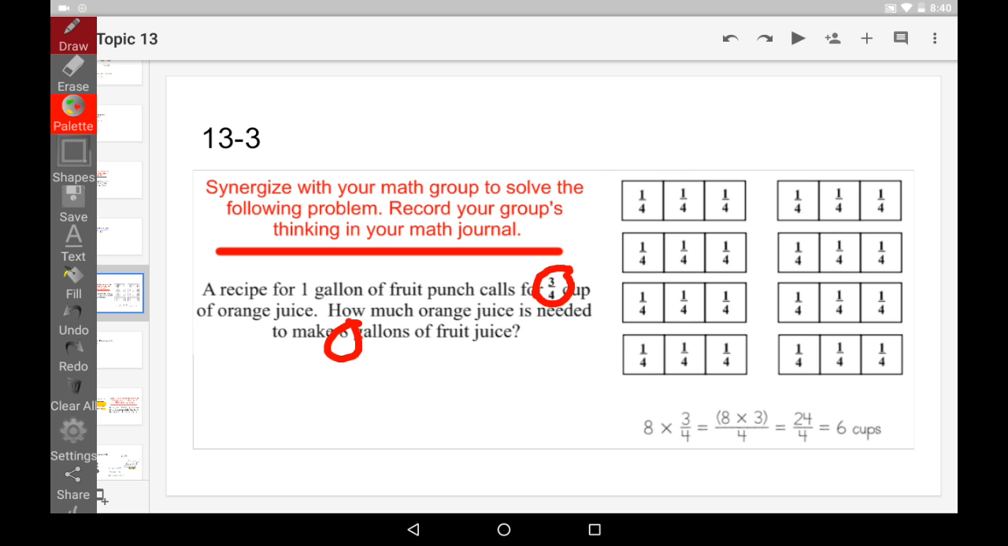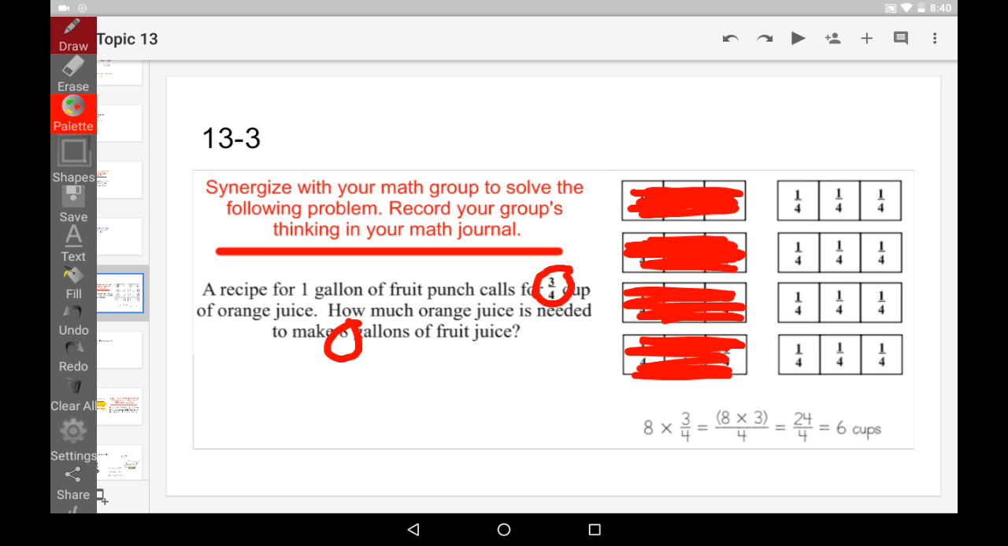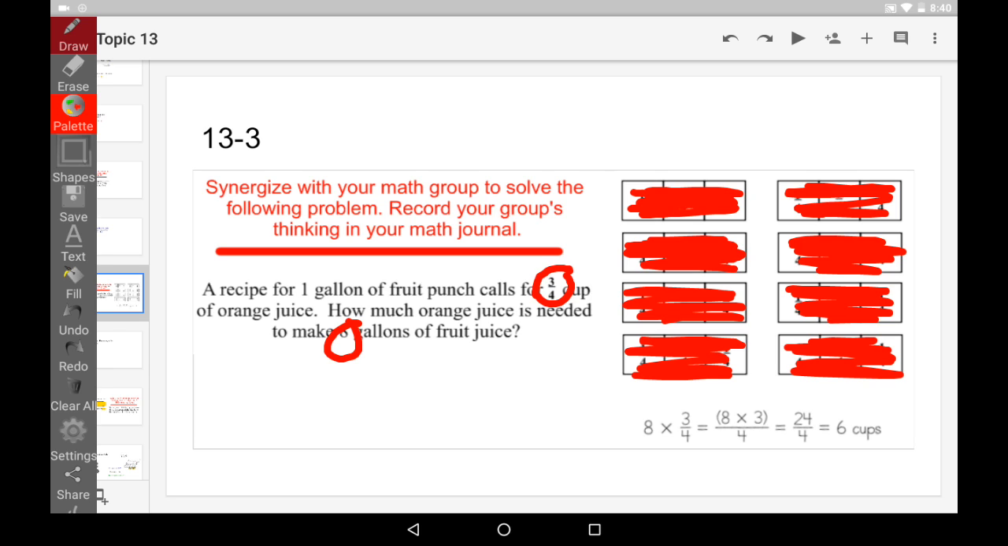So really, if they are taking 3/4 cup of orange juice to make that punch, and they want to make 8 gallons, they're going to need those 3/4 cup times the 8, or 8 times 3/4. If you look, I'm going to shade one fraction strip here. That's 3/4. That's 1 gallon. I'm going to shade another 3/4. That would be 2 gallons. Another 3/4 would be 3 gallons. Another 3/4 would be 4 gallons. If I continue to shade, each of these 3/4 represents my 8 gallons. So I have 1, 2, 3, 4, 5, 6, 7, 8 gallons.